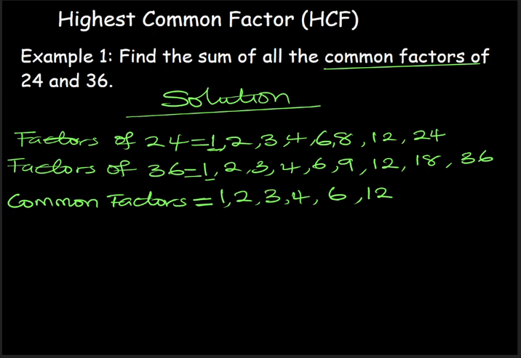Now, assuming our question was to find the HCF, of course, there are two methods. This is one of the methods. After finding the common factors, the highest of the common factors is 12. But we are not really using this method to find the highest common factor. I use this method when looking for common factors or maybe the sum of the common factors.